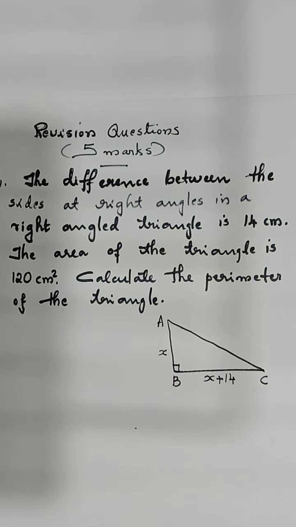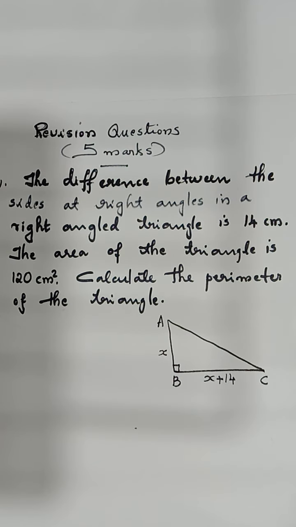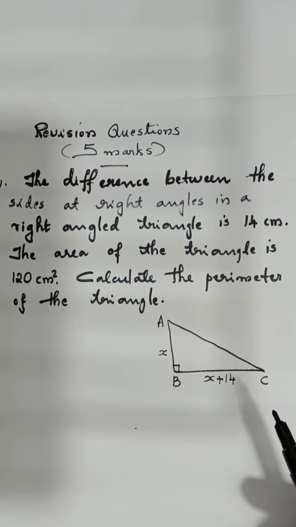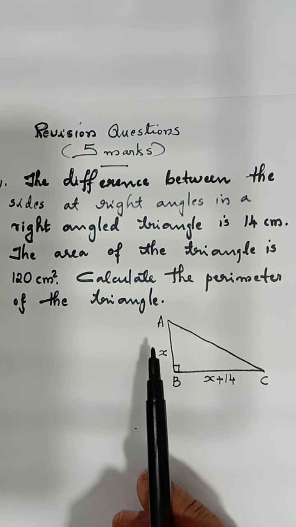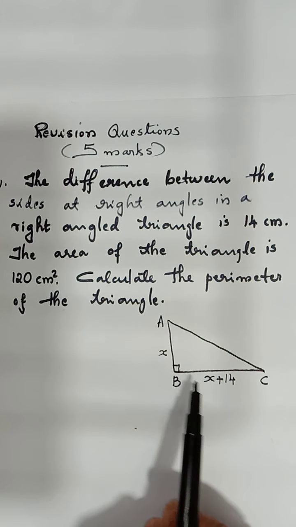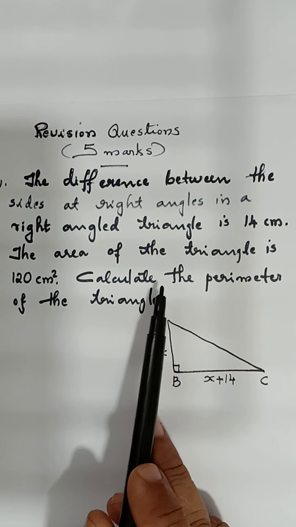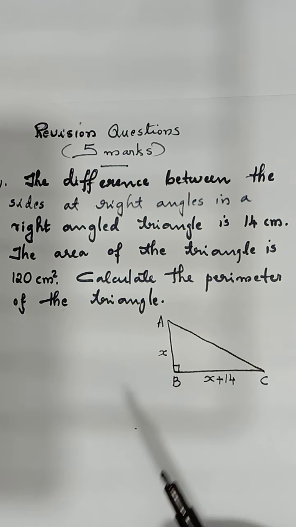Okay. Now the area of the triangle is given as 120 cm square. Area of a right triangle we can find out by using half BH formula. Area equal to half BH. That is given to us. So from that we will be able to find out what is x. Now we have to calculate the perimeter of the triangle.